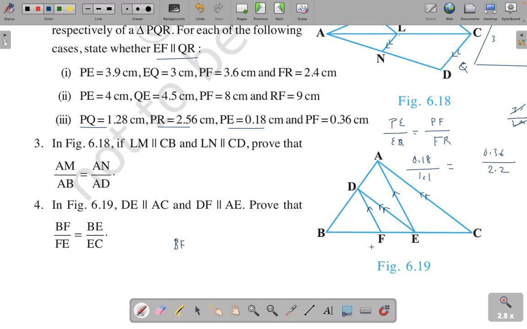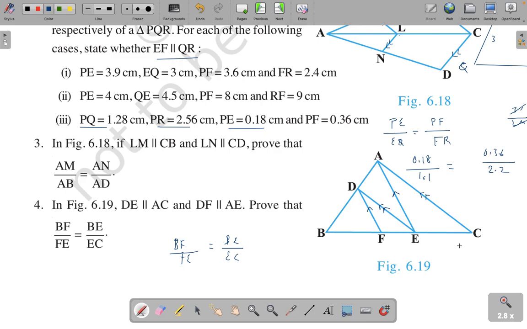So this is BF upon FE. So this upon this is equal to BE upon EC, is equal to this upon this. Okay. How to prove this? So first of all, tell me which two triangles to take.